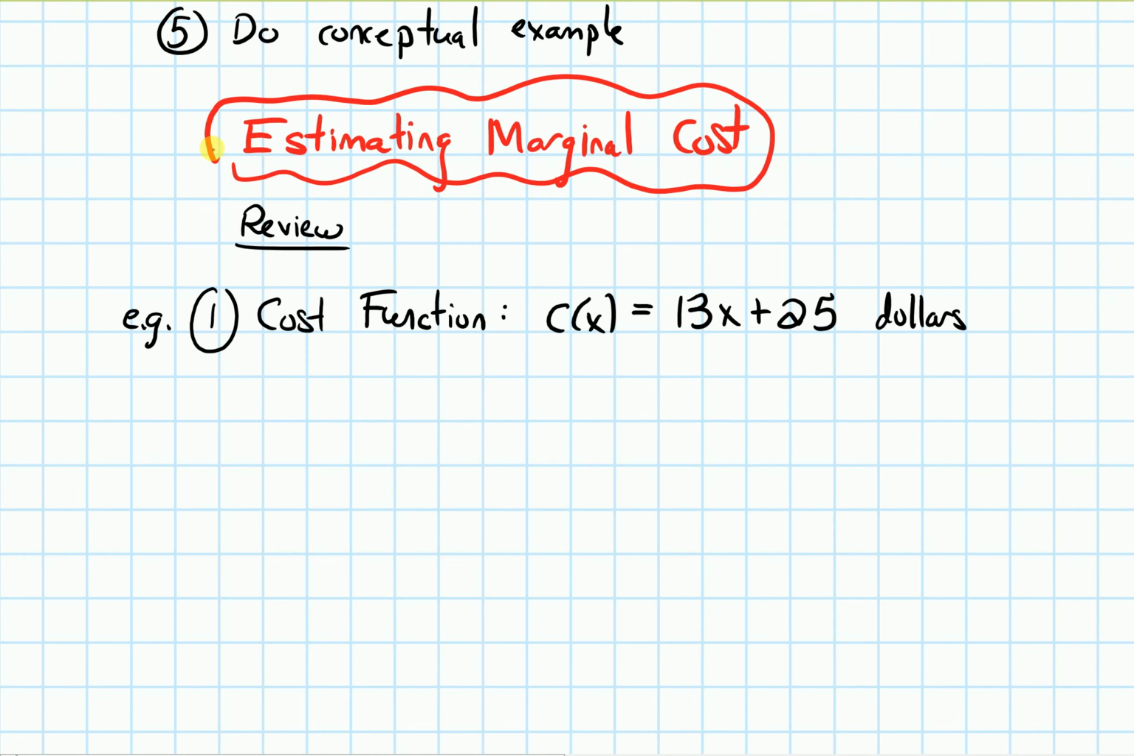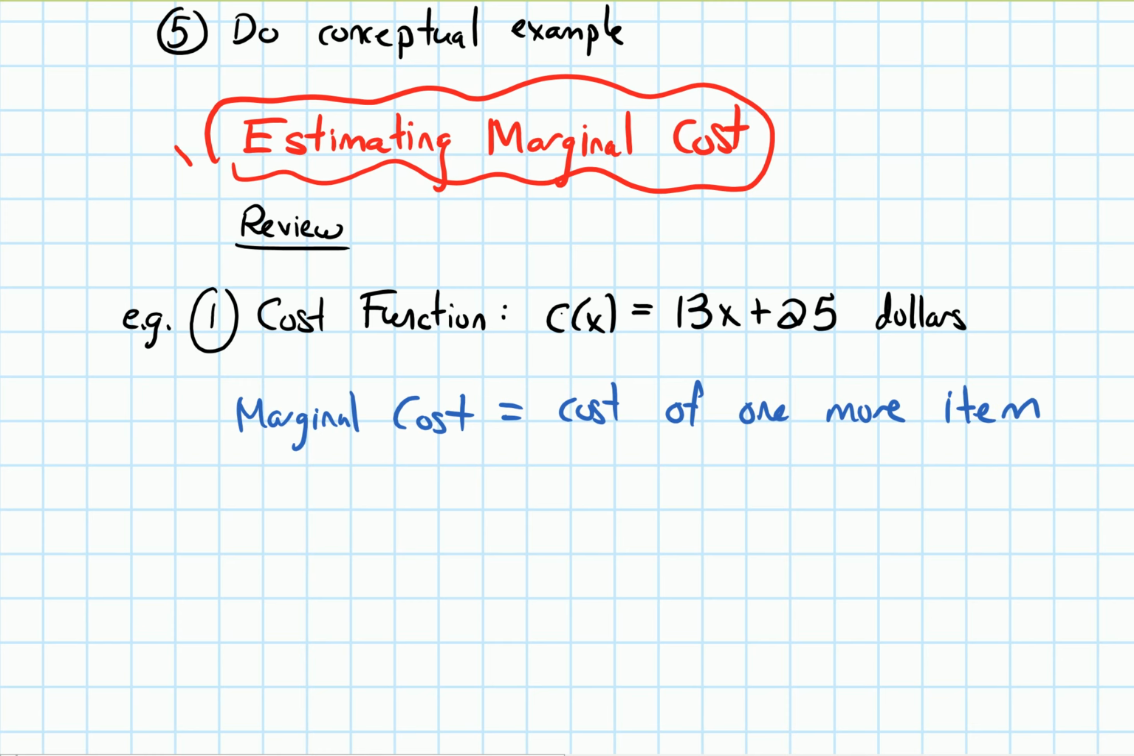In this video, we will talk about how to estimate the marginal cost using the derivative. So let's begin by doing a review of marginal cost. Let's suppose that we have the cost function c of x equals 13x plus 25, and the units of cost here, I'm going to say, are dollars. Remember that marginal cost is the cost of one more item.